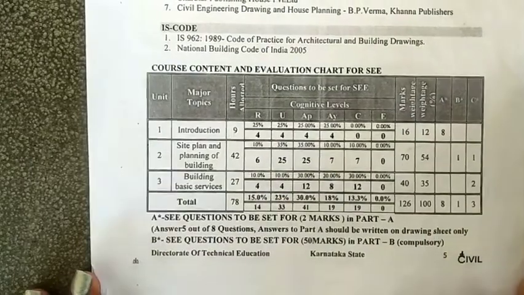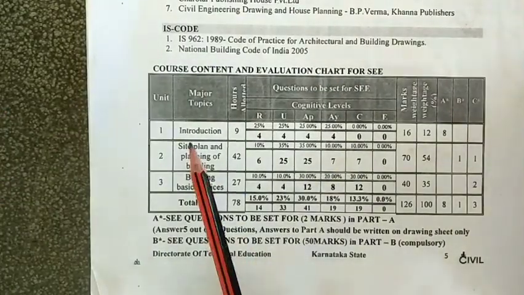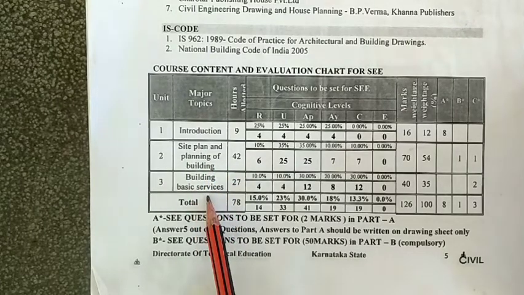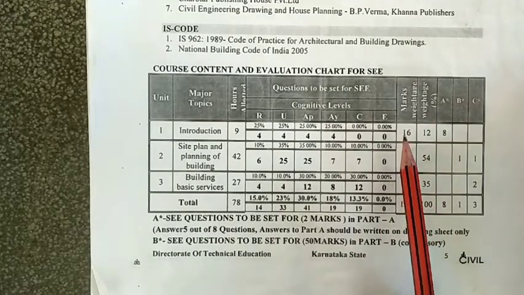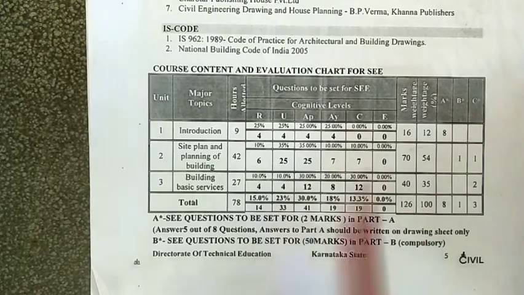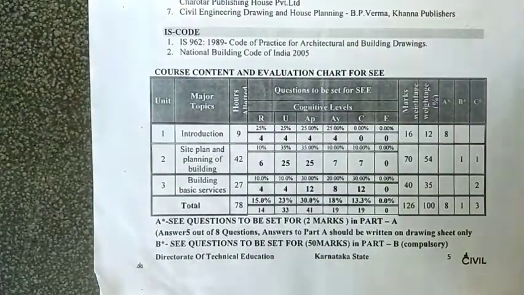Okay, so here you can see you have 3 topics, as I've already discussed with you: introduction, site plan and plan of a building, and building basic services. You can see here the first chapter is for 16 marks, the second chapter carries more weightage of marks, and then the third chapter is for 40. Your second chapter carries more weightage of marks, as you have to draw a proper plan, elevation and section, whether it might be a residential or a public building.